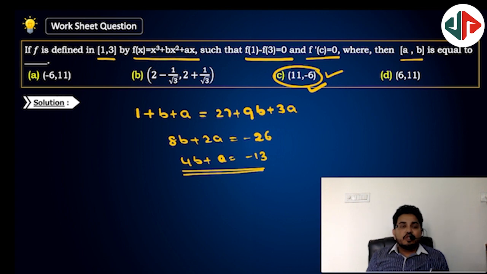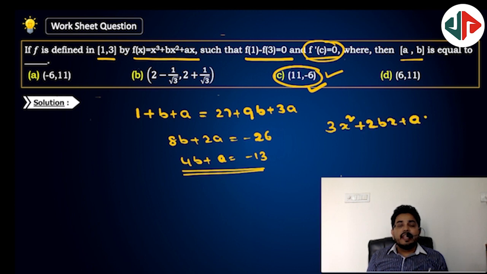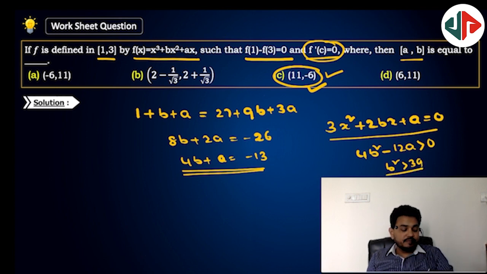The function has to be continuous and differentiable, and f dash of c should be equal to 0. So f dash of c means here 3x square plus 2bx plus a should have a root between 1 and 3. Delta should be positive. B square minus 4ac should be greater than 0. B square should be greater than 3a is also needed.